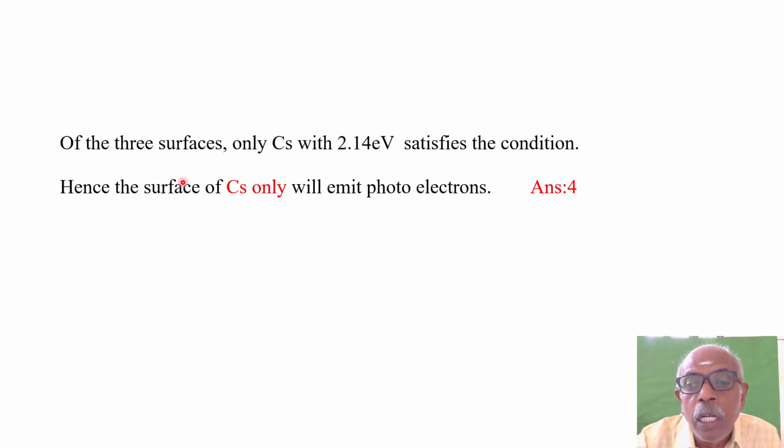So of the three surfaces, only Cs, cesium with 2.14 electron volt, satisfies the condition. What is the condition, sir? h nu is greater than phi. So hence the surface of Cs only, cesium only, will emit photoelectrons. So option 4 is the right answer.